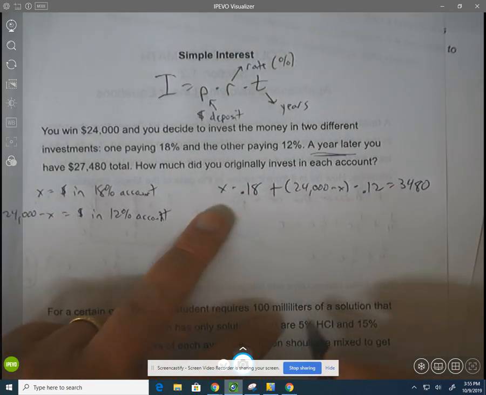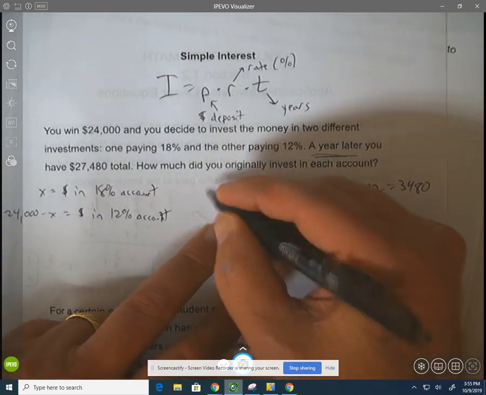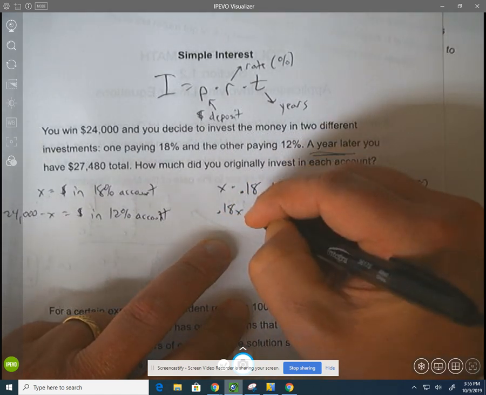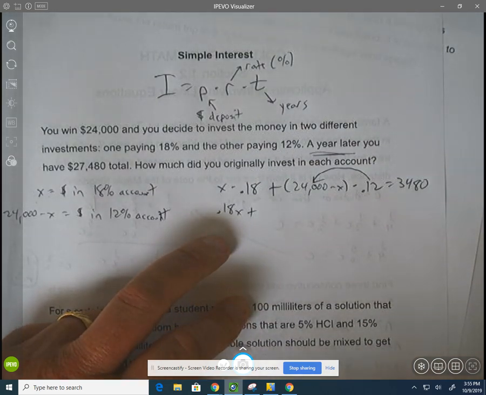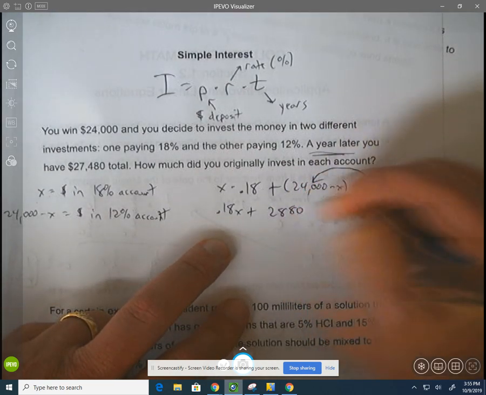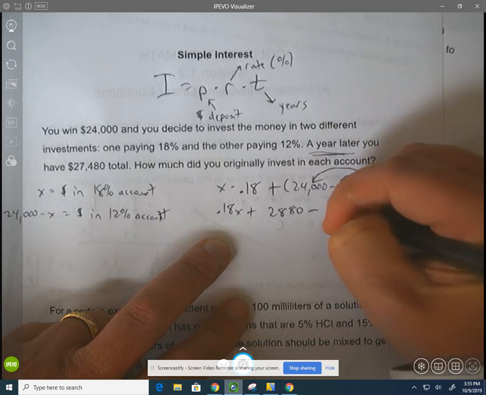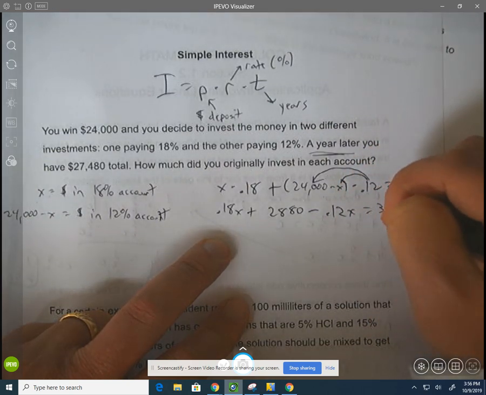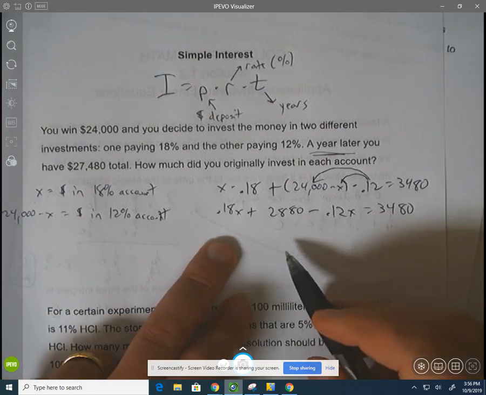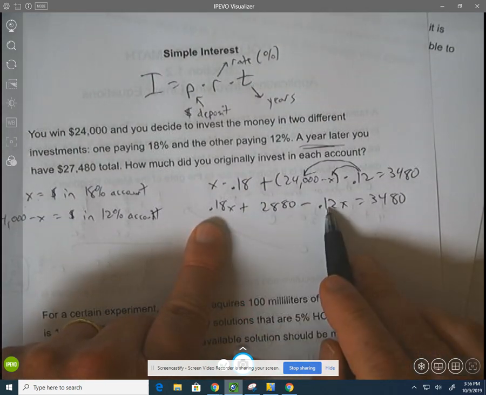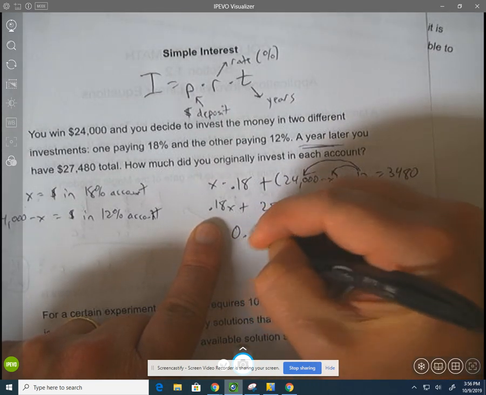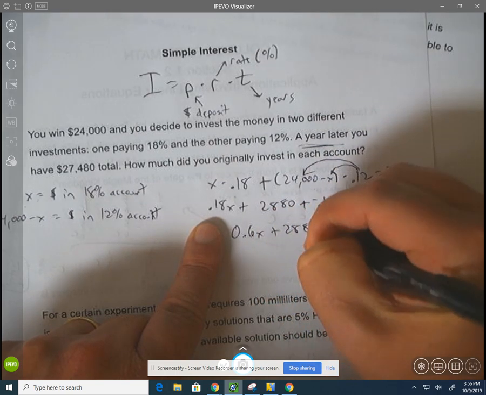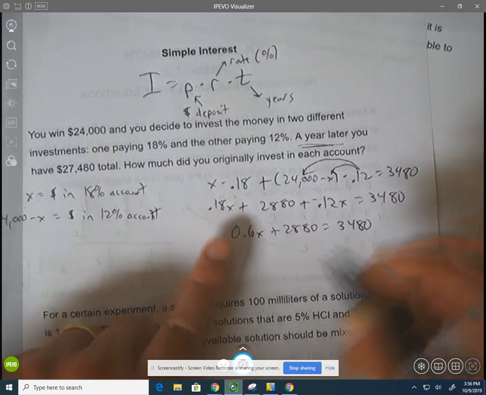But now, looks like I've got an equation. I've got some distributive property. I'm going to rewrite this. So this is 0.18X. I want to do 12% times 24,000, and I get 2,880, minus 0.12X equals 3,480. I've got like terms, 0.18X and 0.12X, and again, that's a negative if you want to think of it that way, that's 0.06X plus 2,880 equals 3,480.